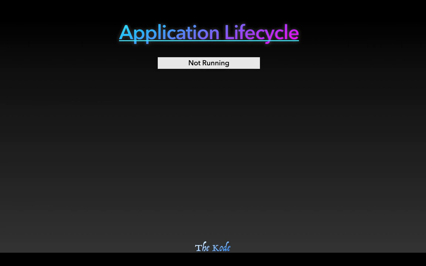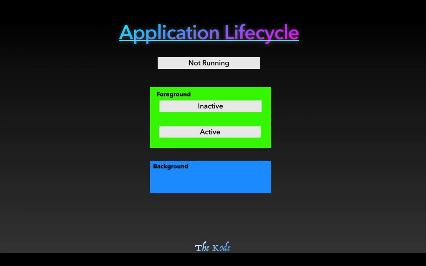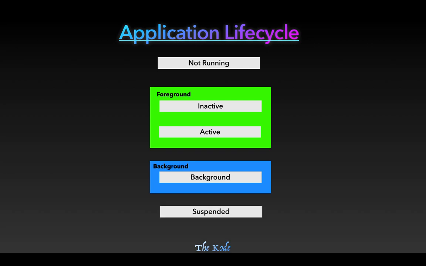Now before we actually discuss AppDelegate, you first need to understand the application lifecycle. Every iOS application has to run under the lifecycle it has. So what are those? The first one is not running, then the second is foreground. Under foreground we have inactive and active states, then we will come to the background state, and the last one is the suspended state. So what is the not running state? Not running means the application either has not started yet or it has been terminated by the system.